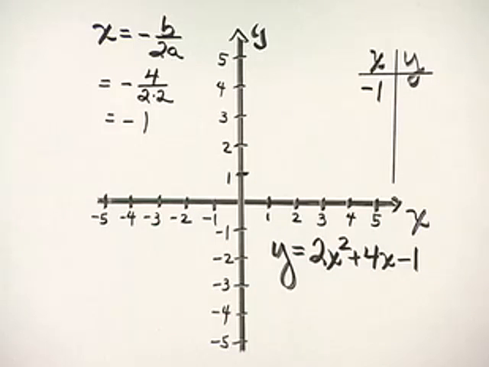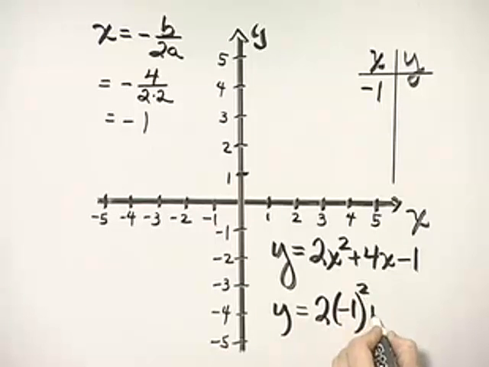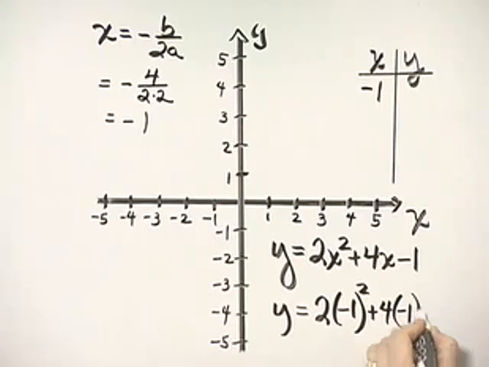Now how do we find the corresponding y value? We let x be negative 1 throughout. y is then going to be 2 times negative 1 squared plus 4 times negative 1 minus 1. Now don't forget that's negative 1 times negative 1, which is positive 1.